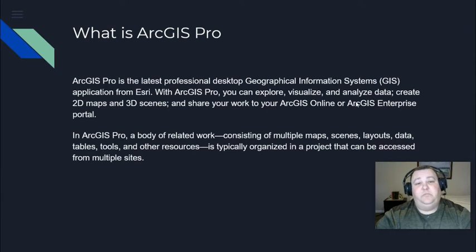So I just want to take a brief moment to go over what ArcGIS Pro is, and this is the explanation given on arcgis.com. It tells you that it is the latest desktop geographical information system, or what we call GIS, and it can visualize and analyze data, create 2D maps and 3D scenes, and it allows you to share that information across multiple formats. ArcGIS Pro can use different layers, and so what it does is it lays layers on top of layers on top of layers.